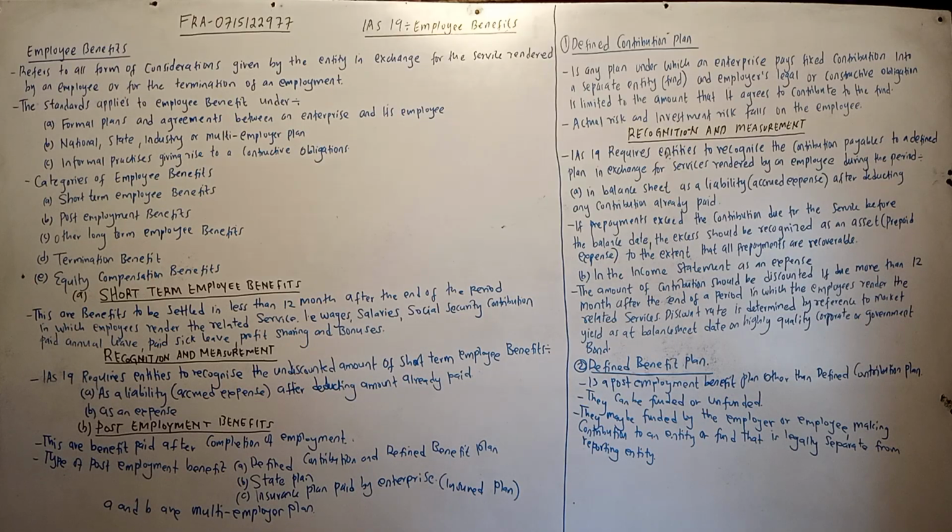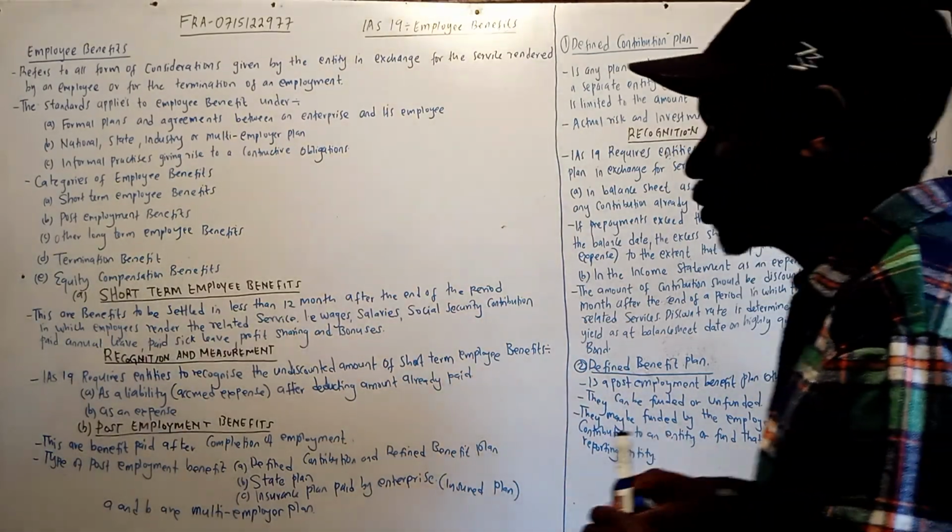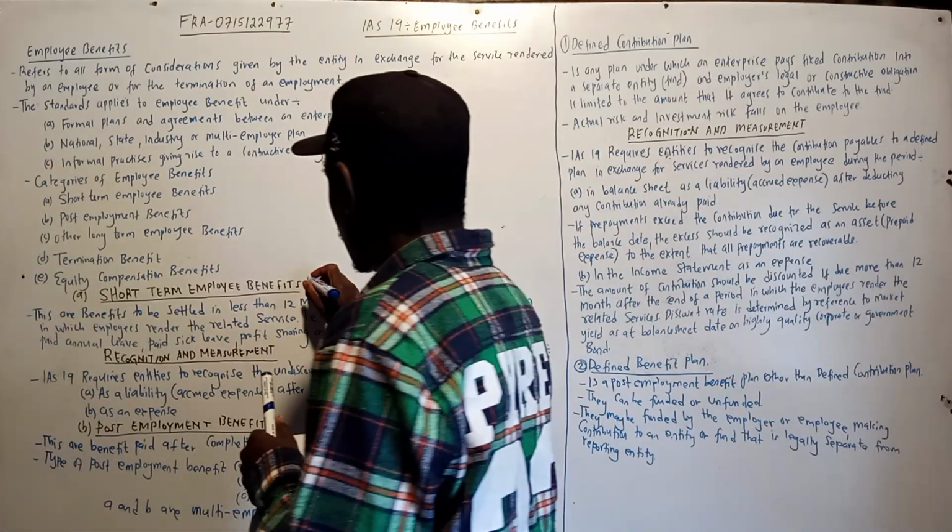Now we have categories of the employee benefits. We have five of them. The first one is the short-term employee benefits. Then we have the post-employment benefits. Then we have the other long-term benefits. Then you have the termination benefits and the equity compensation benefits.